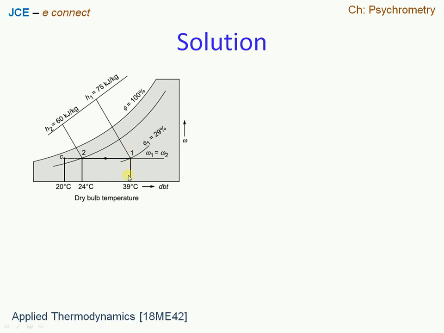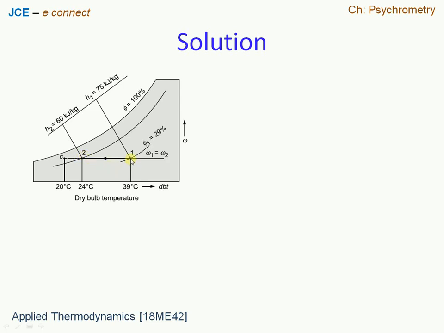This is state point 1, depending on the dry bulb temperature T1 and the relative humidity 29%. Since it's a cooling process without any variation in the specific humidity, we have a perfect horizontal curve with the reduction in the temperature, which signifies a cooling process. So we are going to arrive at temperature 24, so we get a state point 2.